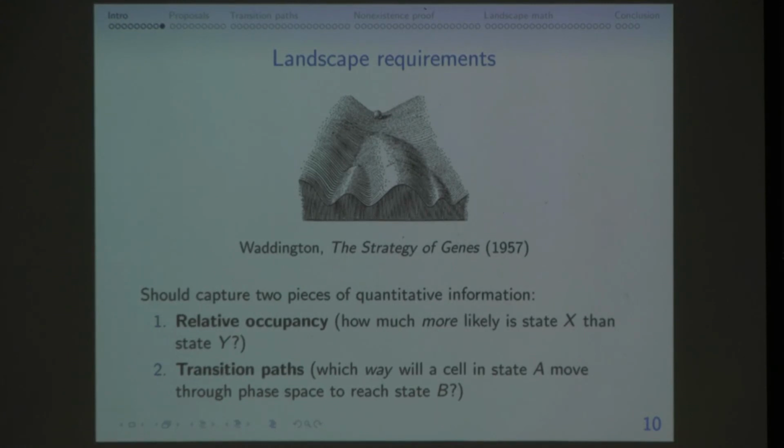So the first piece of information is it should tell you something about the relative occupancy of the states of your system. And the second piece of information, and this is the most important one, especially for the talk, is that if you look at the curves of the landscape, that should tell you which way a cell will move to get from one state to another state.